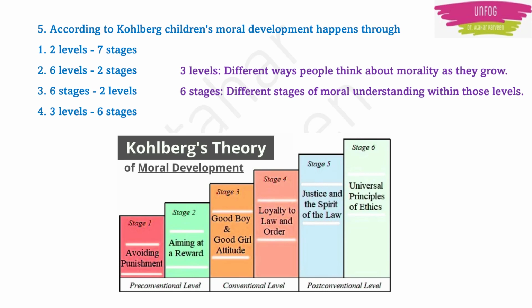The 3 levels indicate different ways people think about morality as they are growing up. And the 6 stages are different stages of moral understanding which are there in those levels. Okay, so 3 levels and 6 stages are there in Kohlberg's children moral development. Okay, I mean to say Kohlberg's theory of moral development. Okay, clear, right?